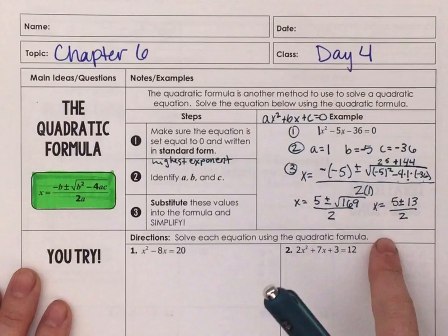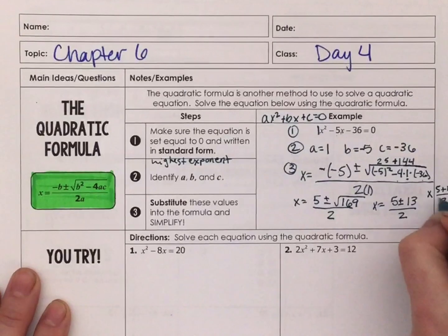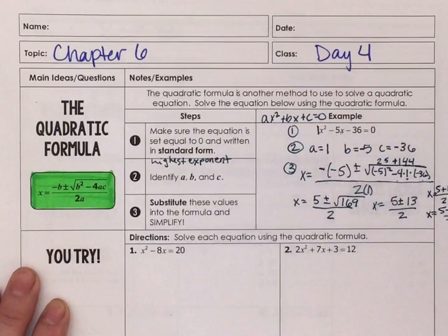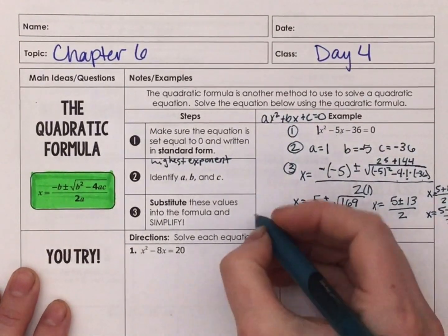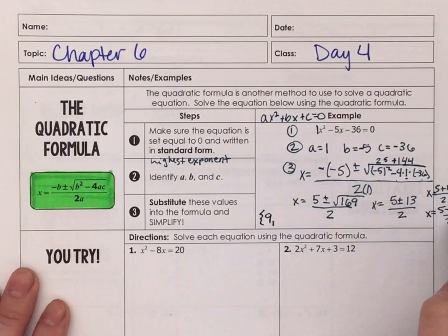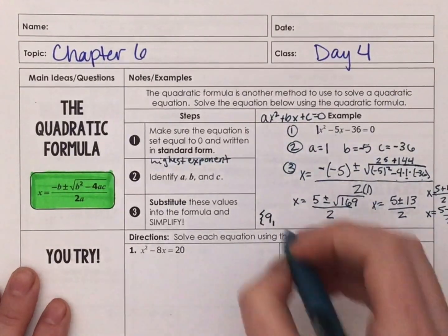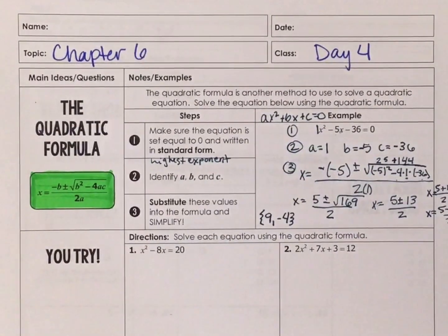So now I have two different options here. I can either have 5 plus 13 divided by 2, or I can have 5 minus 13 divided by 2. If I add 13 to 5, that would give me 18. Divide that by 2. One of my solutions is 9. 5 minus 13, though, would give me a negative 8. Divide that by 2, I would get negative 4. So my two solutions here are 9 and negative 4. And that would be the end of using our quadratic formula.